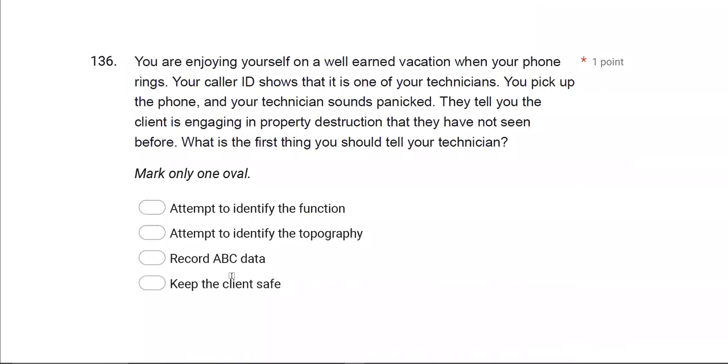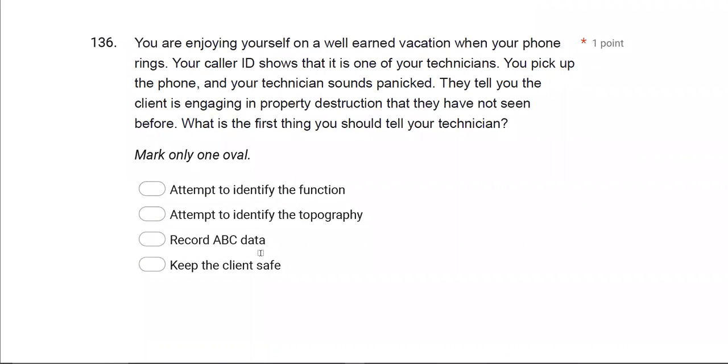136, you're enjoying yourself on a well-earned vacation when your phone rings. Your caller ID shows that it is one of your technicians. You pick up the phone and your technician sounds panicked. It tells you the client is engaging in property destruction that they have not seen before. What is the first thing you should tell your technician?